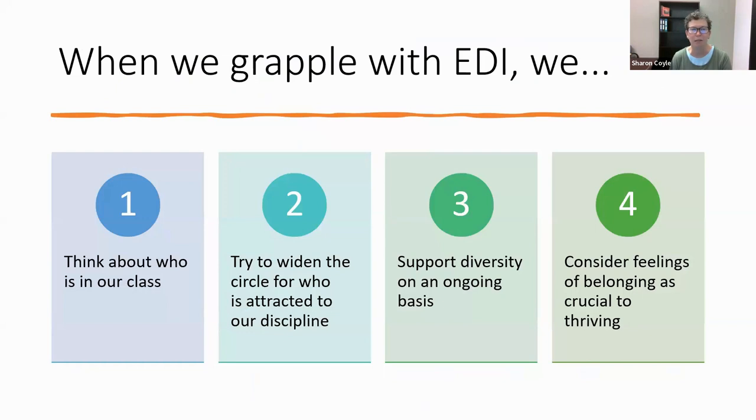It's an ongoing process. One of the things you need to do as a teacher is think about who's in your class. Try to widen the circle for who's attracted to your discipline. Is it traditionally male or traditionally female? And even those gender terms are problematic. What are you doing as a program to think about who's getting in there, and supporting diversity on an ongoing basis? So not just getting the diversity in and then not doing anything. You need to keep putting those supports in place.